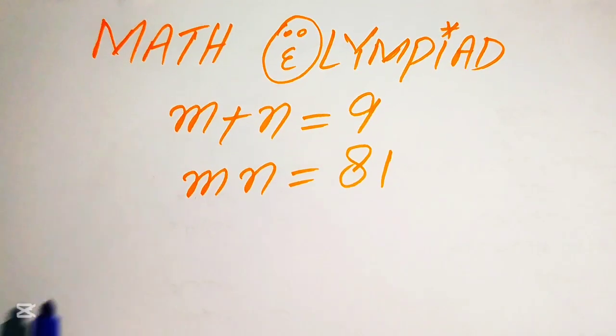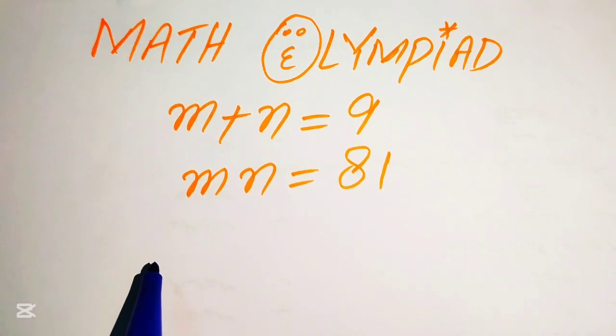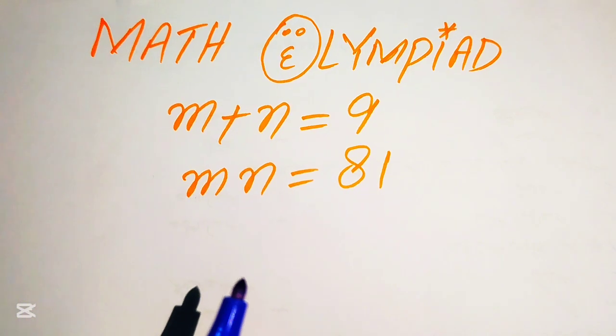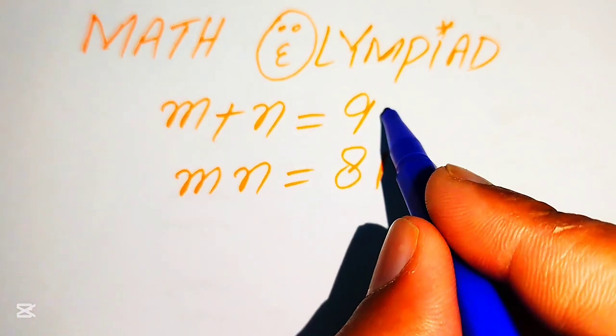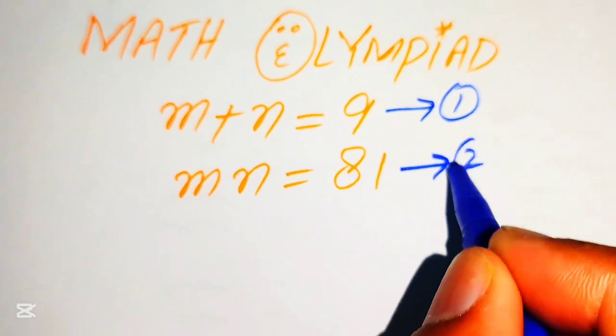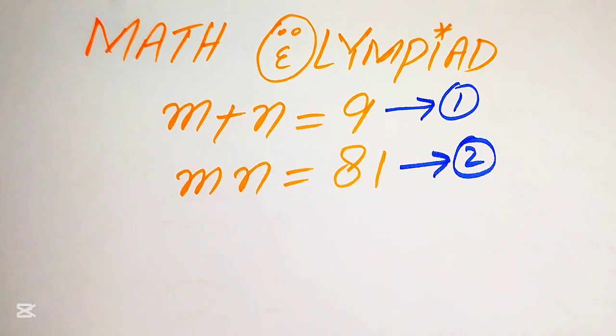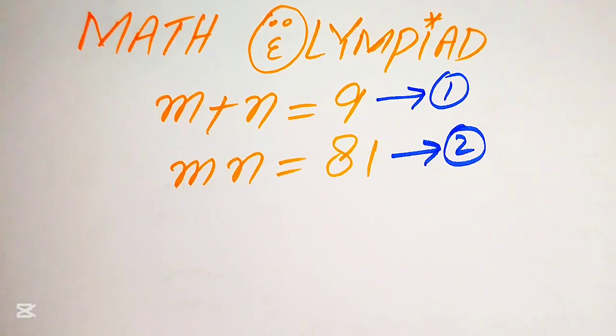Here we have m plus n equals 9 and mn equals 81. We solve this problem for the values of m and n. First, we call this equation number 1 and this equation number 2. Here we need to solve these two equations for the values of m and n.